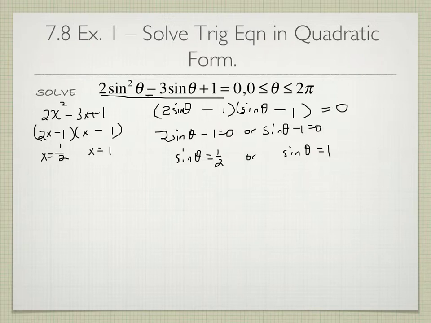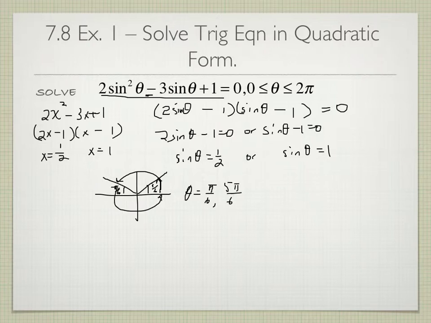Now we're just doing what we did in 7.7. Okay, so let's draw our unit circle here. Where is sine of theta equal to 1/2? It's going to be in the first two quadrants, and the reference angle is pi over 6. So if we start from 0 and go up, theta is pi over 6, and going all the way to 2 pi, that's going to be 5 pi over 6. And if we come back here, we're not going to hit any more angles. So those are my answers for that equation.